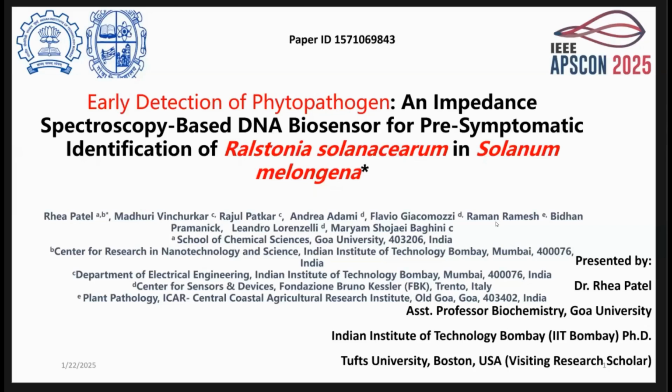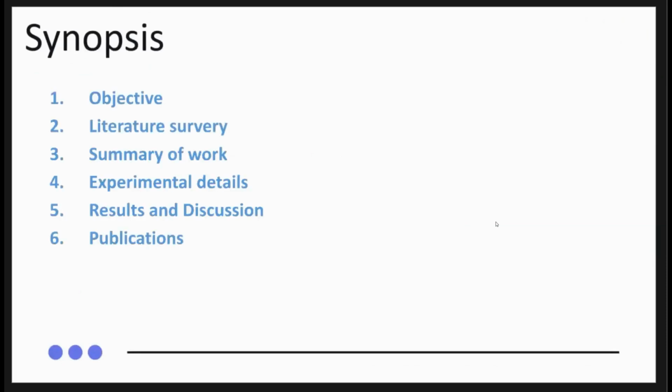Good morning. I'll be presenting on early detection of a phytopathogen, a plant pathogen, which is Ralstonia solanacearum. This is in continuation to my PhD work, where I tried to explore pre-symptomatic identification of Ralstonia in plants. I will quickly go to the objective of the work, followed by a little bit of literature review. I'll discuss the outcomes of my previous study and then highlight the importance of this work.